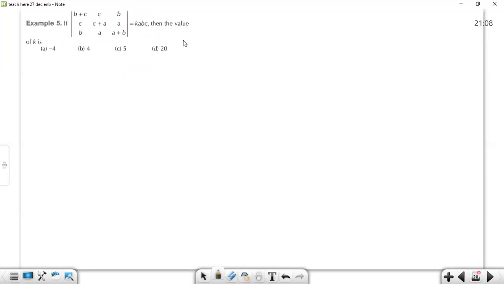Yes. So this is another example. We have to find the value of k. Now there is a 3 by 3 determinant given. There are three variables a, b, and c, and on the right hand side also a, b, and c. And there is the fourth variable k, which we have to find. Now in the options, there are all constants. So we have to find k.